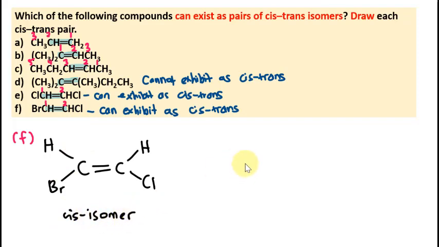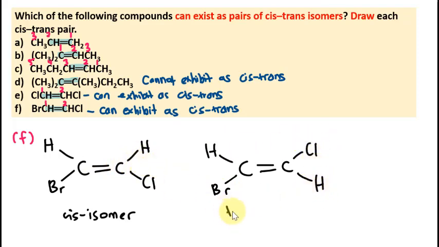For the trans isomer, let's take out this skeleton first and then copy back our first carbon, H and Br. For the second carbon, flip it, so we have Cl and H. So this is our trans isomer.